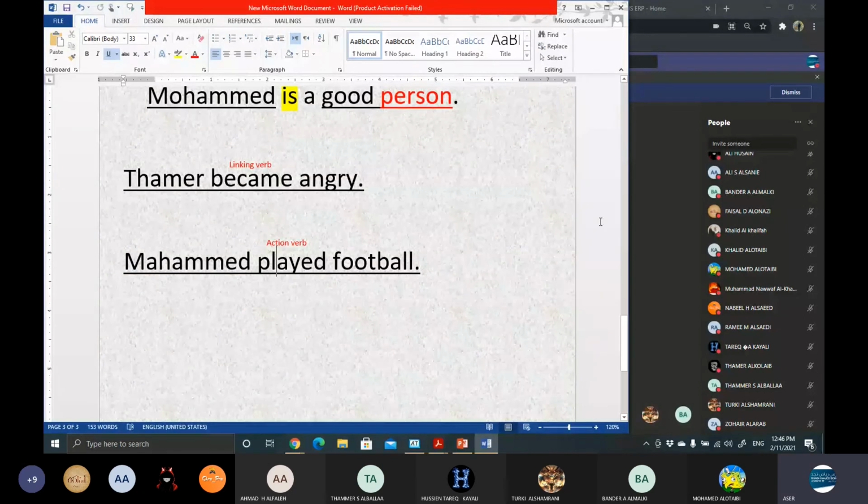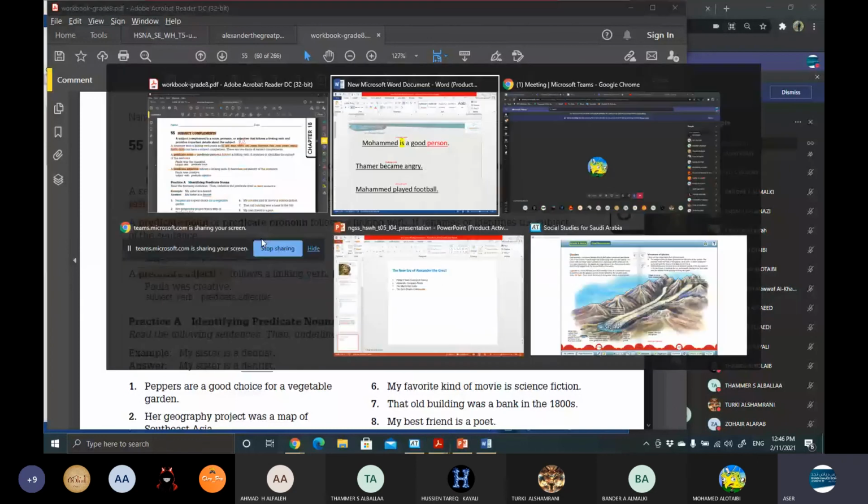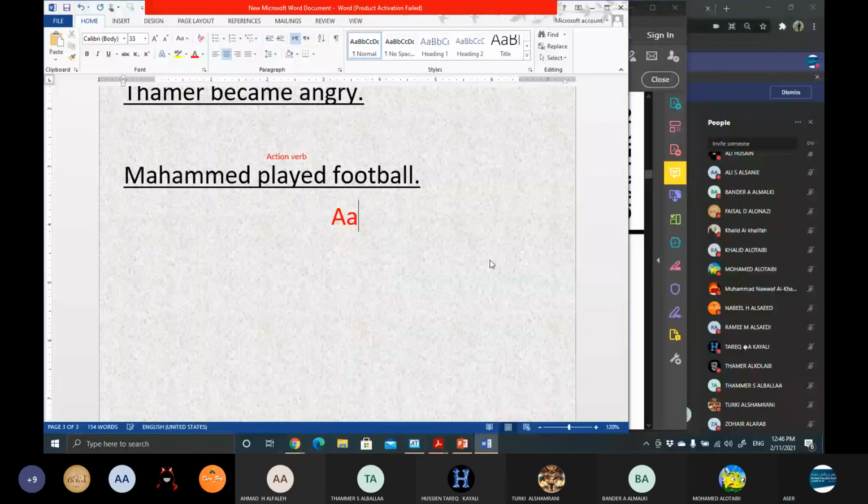So once you see a linking verb like am, is, are, was, were, became, feel, look, seem, smell, taste, turn, all of these verbs can be replaced by verb to be. Consequently, directly look to the word after them. If you have a noun, then you will have a predicate noun. If you have an adjective after them, then you will have the predicate adjective. Ali is a poet. Ali is smart.